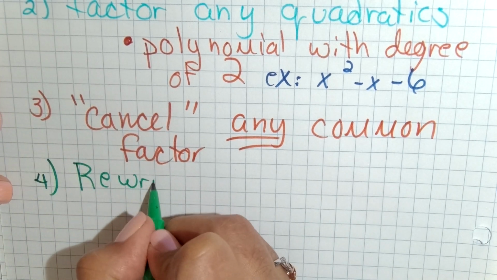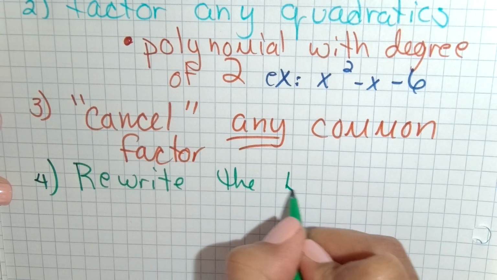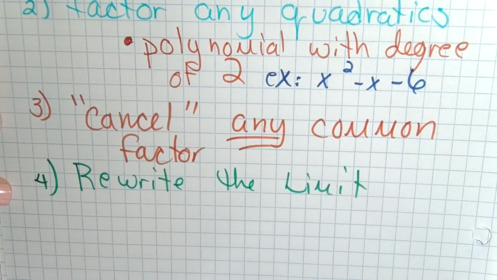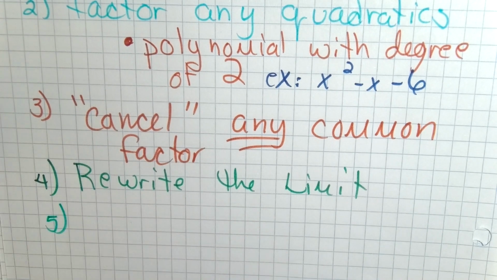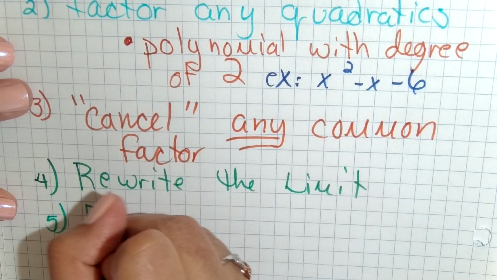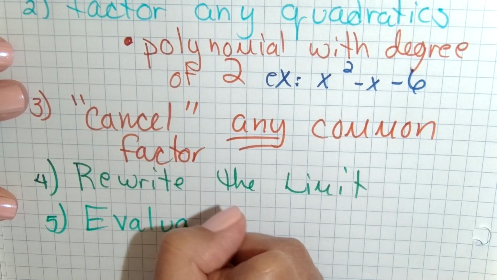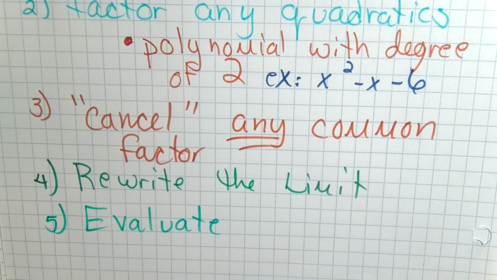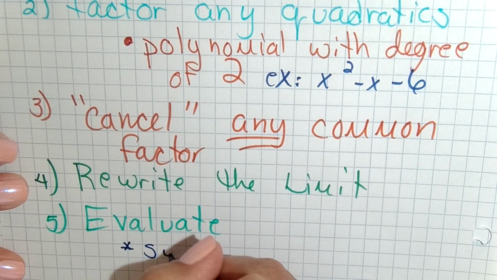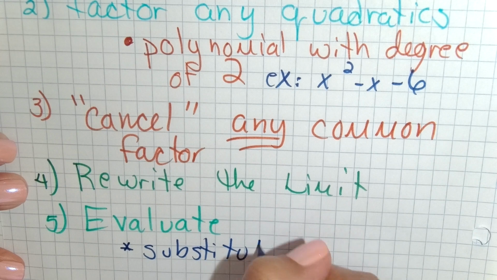You're going to rewrite the limit then, and then evaluate. What does evaluate mean? We don't solve because there's no equal sign. It does start with an S though. Substitute.